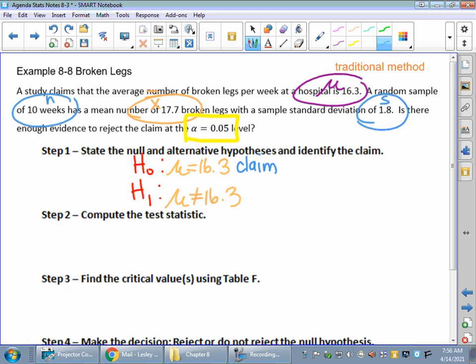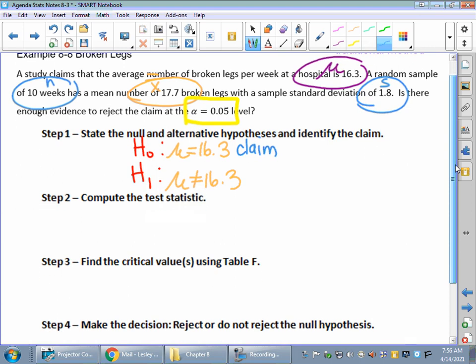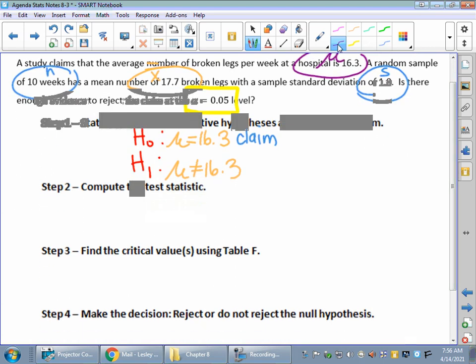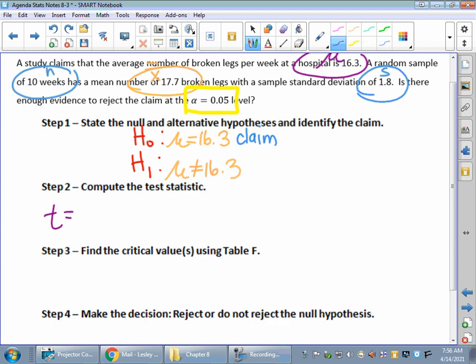Compute the test statistic. So we've got ourselves a math problem to do. So t equals x bar minus mu, right? We said x bar was 17.7 minus my 16.3 mu all over my standard deviation divided by the square root of n. So I've got myself a quick calculation. Double check, make sure that you get the same thing when we compute our test statistic. I got a 2.46.